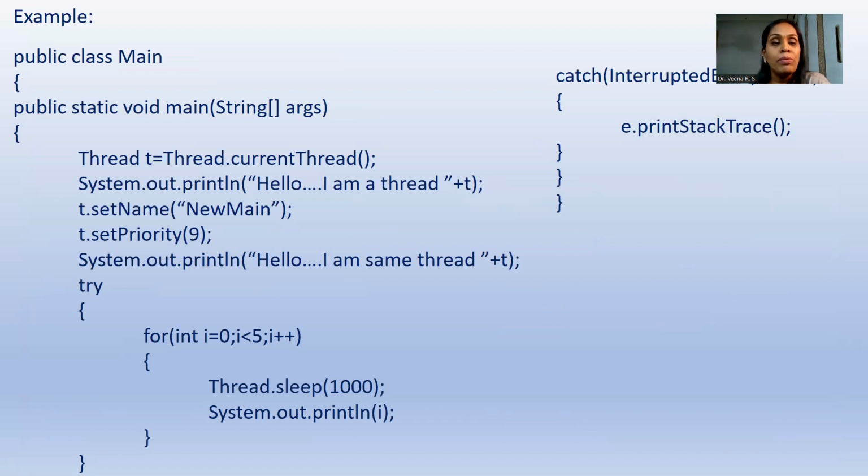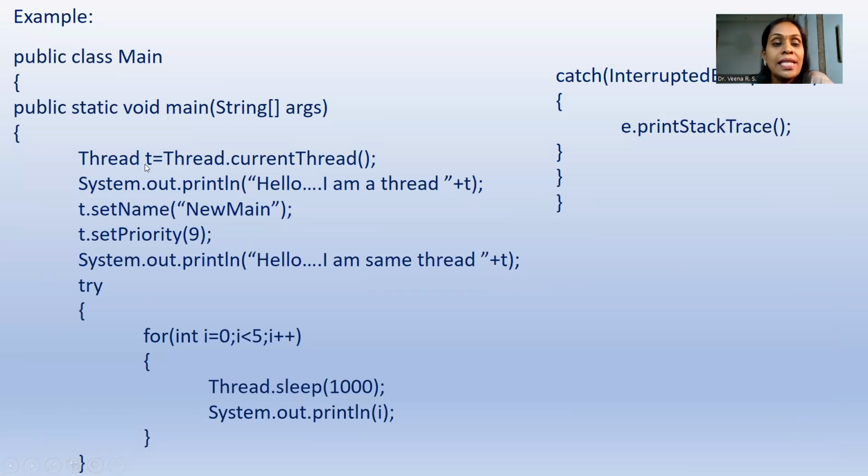Suppose I just write a simple program here. What we have done is we have created a public class in which we have a public static void main method. That means one default thread will be created, that is called the main thread. And what we are doing here is, I have created an object, or I have just given a reference, that is an object for the Thread class, that is t.